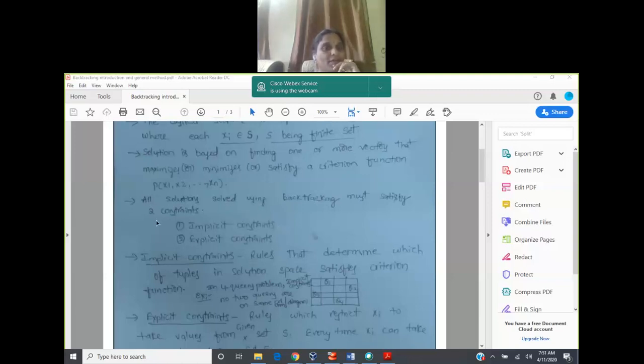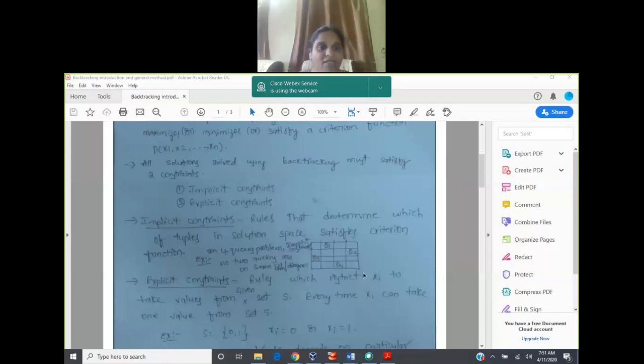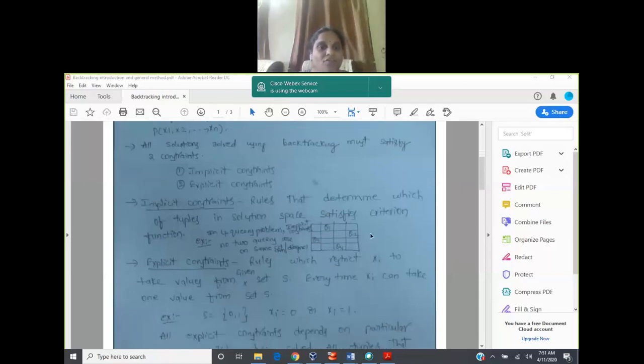These two are very important. Among the input set, we have to apply these two constraints, implicit constraints and explicit constraints. For example, let us learn about what are implicit and explicit constraints. So coming to the implicit constraints, for example, see here, take the 4 queens problem.